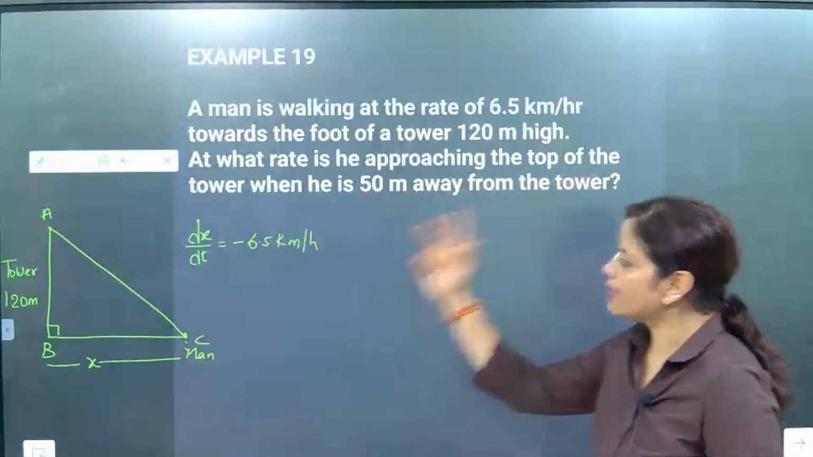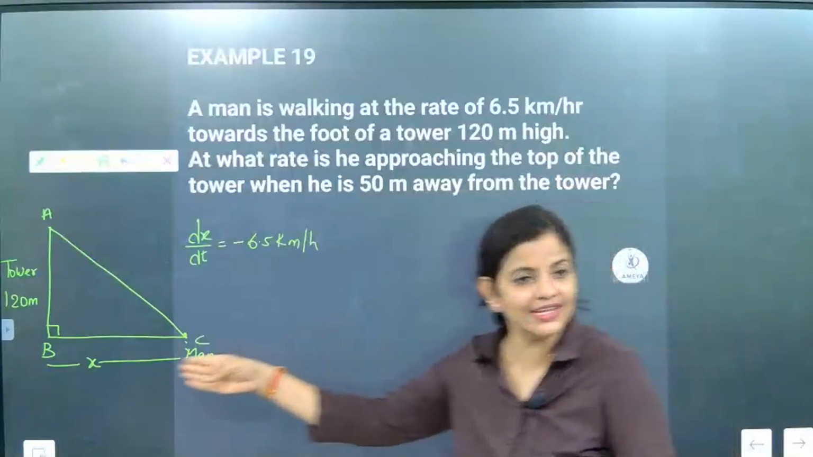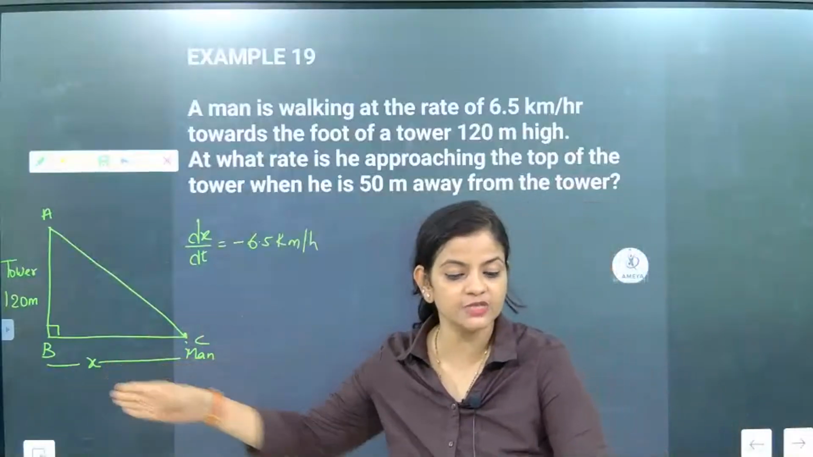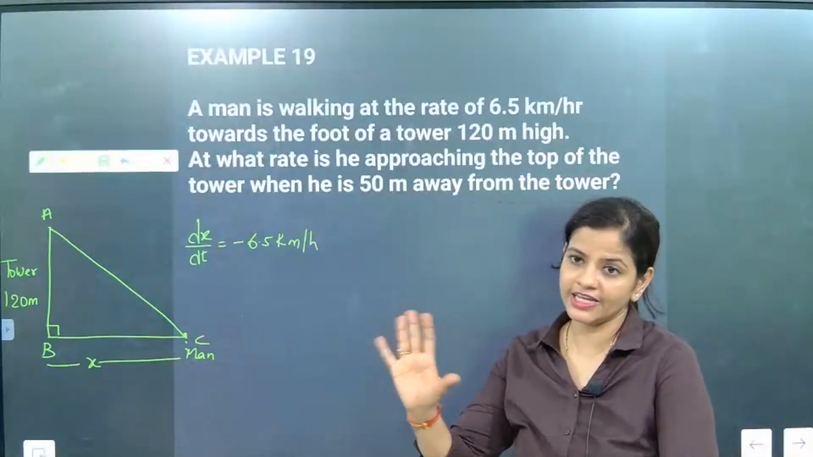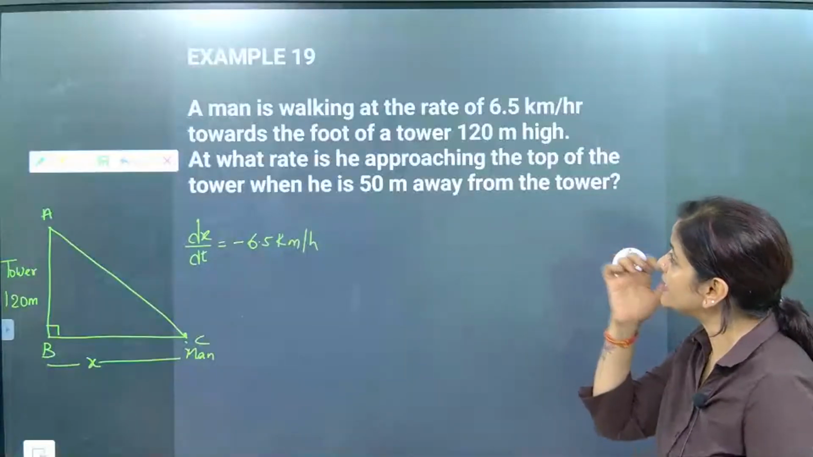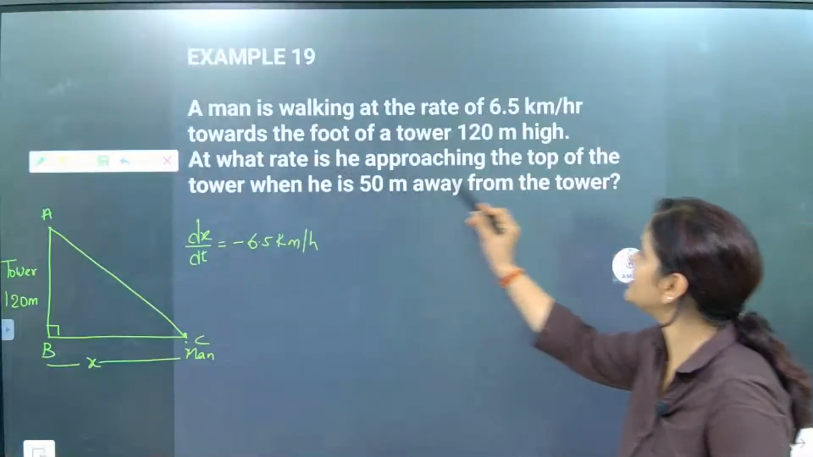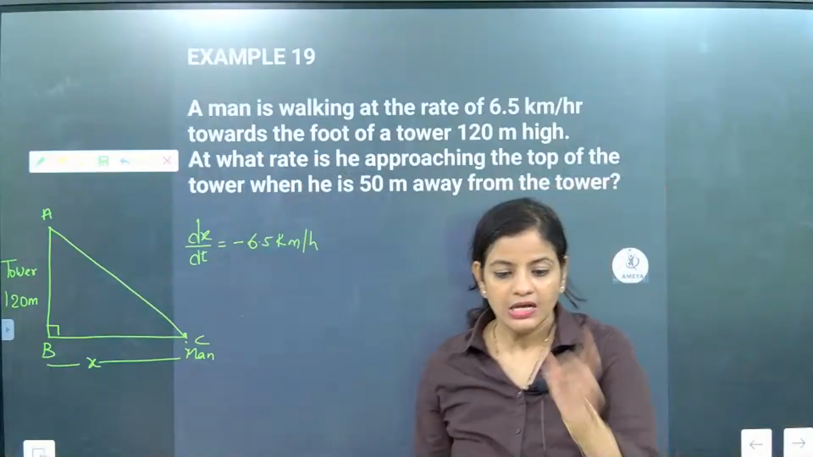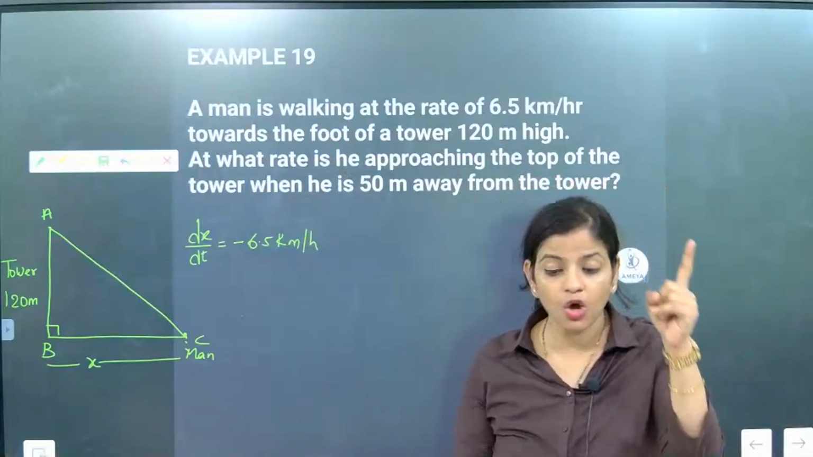So here x will decrease. The moment x will decrease beta, the x rate will also decrease. Understood? Now we are going to read the question. At what rate is he approaching the top of the tower? The man is not going to the top of the tower.